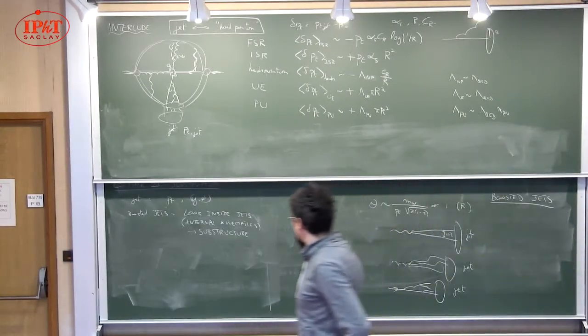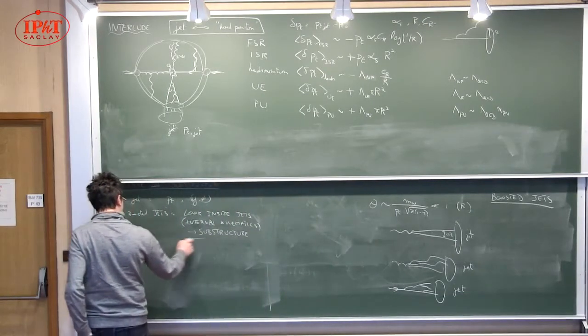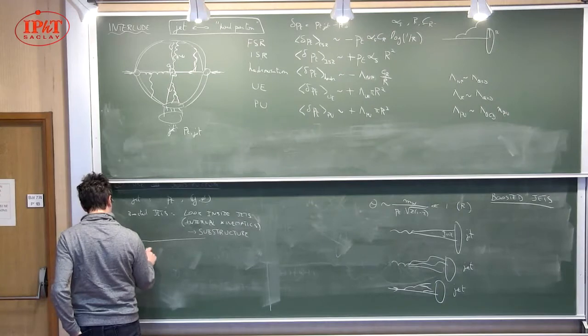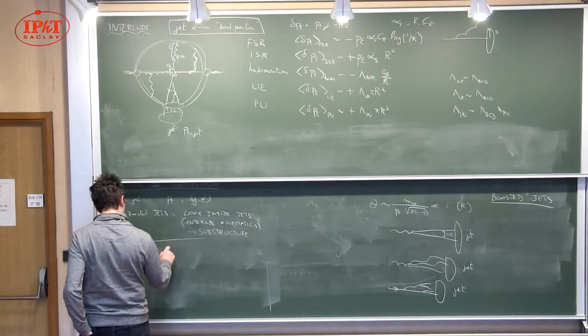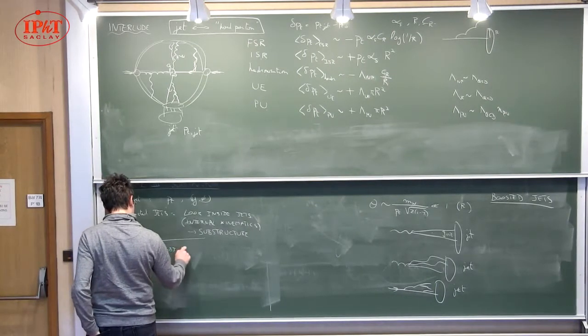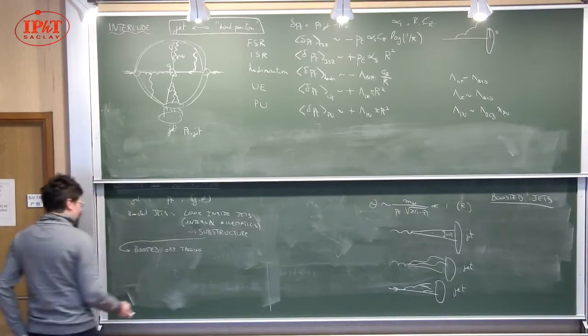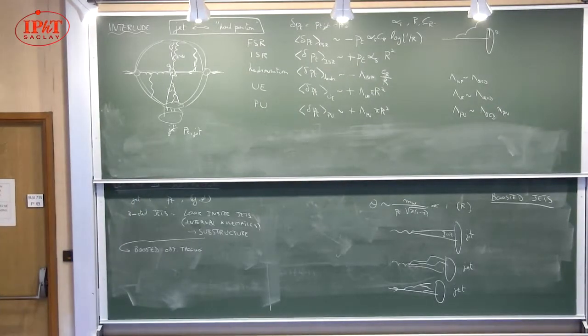So there's a list of applications. So substructure is a list of applications. Let me try to write. There's obviously the one which is boosted object tagging. This is probably the biggest one. That's the historical one. That's the biggest one, and that's what I'm going to focus on mostly.